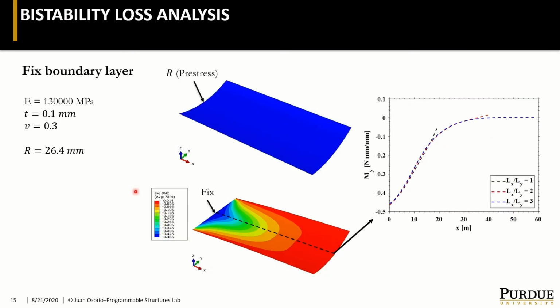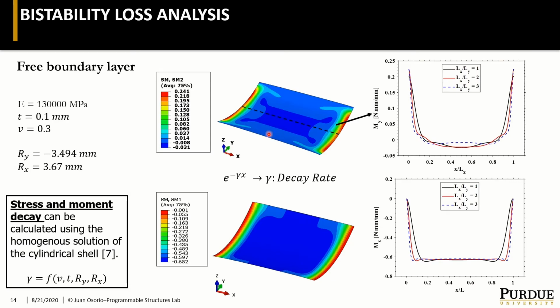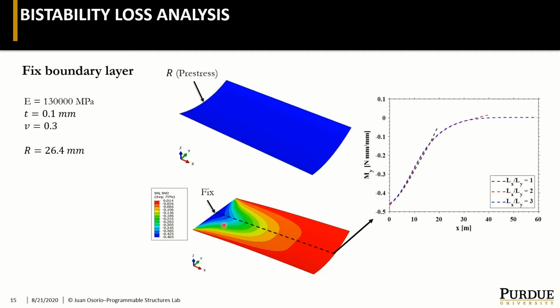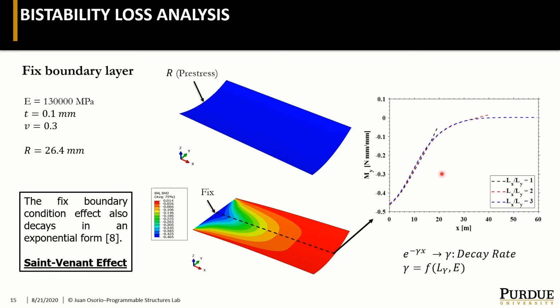Okay, now for the fixed boundary condition, what we did was analyze it with FEM first, where we start with an initial curvature equal to the one in the free configuration, generated by the prestress, and then we clamp it. Here we can see the boundary layer clearly, and if we trace a plot in the middle section, we can see how this stress decays in an exponential way until it becomes constant. So you can basically calculate this decay with these expressions.